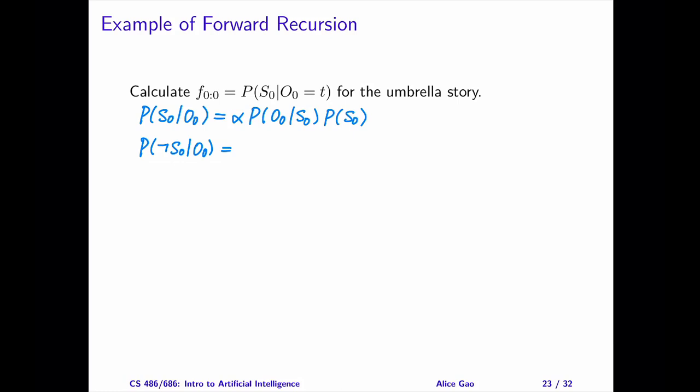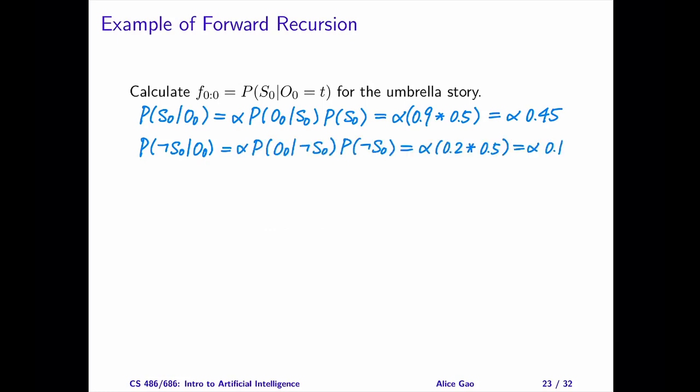Let's plug in the numbers and do some calculations. We have to stop here temporarily, since normalization requires us to calculate the sum of the two values. Let's calculate the other value. Now that we have both values, let's normalize them.